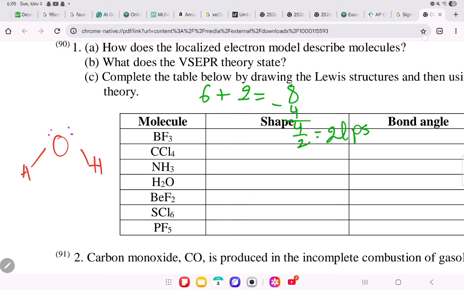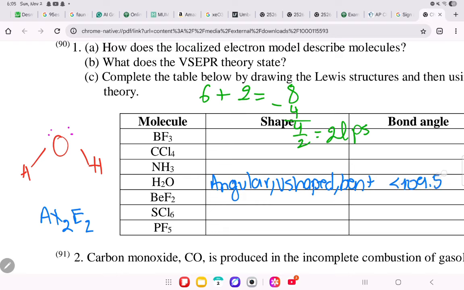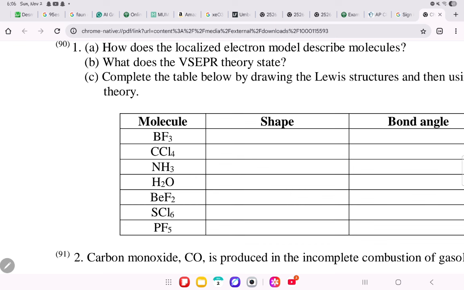So this looks like what? It looks like AX2E2. And AX2E2 is what? The shape is what? Angular. You can say angular or V-shaped or bent. Either works. And what's the angle? The angle is also slightly less than 109.5 degrees. So that is it for H2O. We will move on to BeF2.